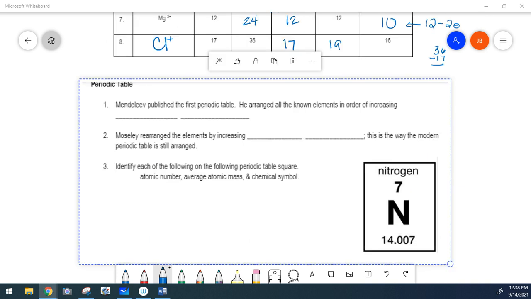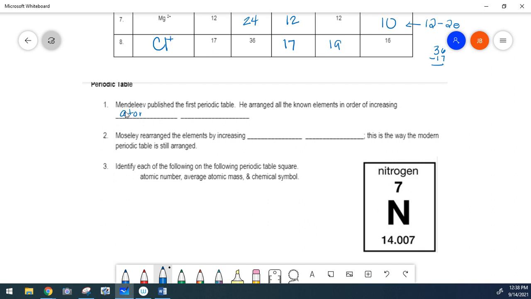All right, so Mendeleev published the first periodic table by arranging the elements in order of increasing what? Atomic mass. That's right. Was he right? No, but he was really close. Moseley came along and rearranged the elements by increasing what? Atomic number.